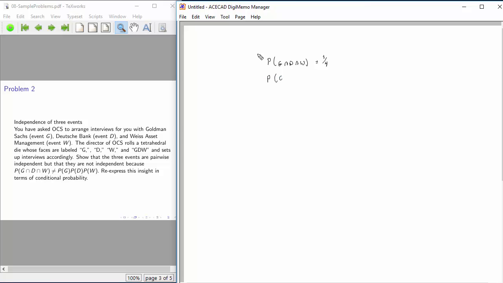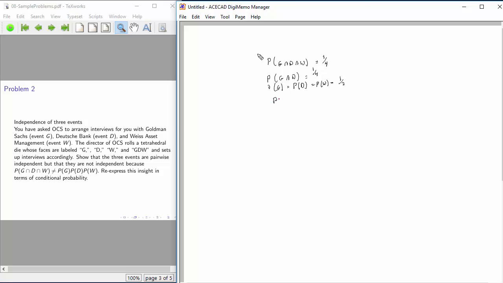The probability of an event like G intersect D is also 1/4, because the only way that can happen is if the GDW face comes up. The probability of getting an interview with one specific company, whichever it may be, is 1/2, because that happens for Goldman Sachs, for example, if either you get the G face or the GDW face. So the events are pairwise independent.